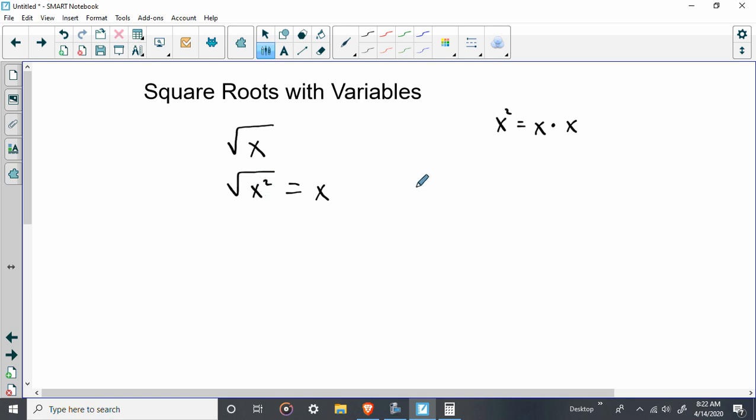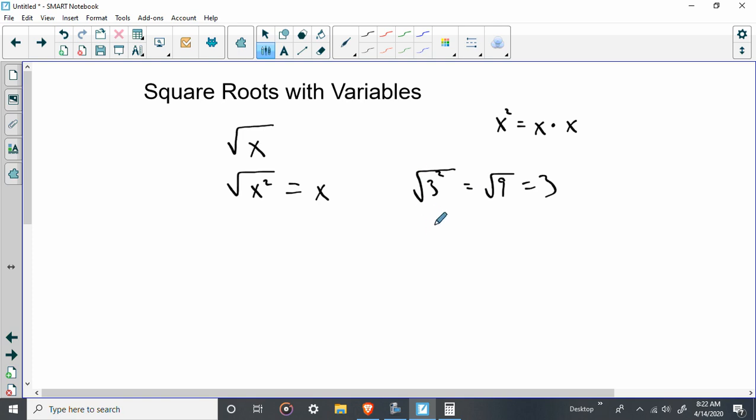If you think about this with numbers in it, let's think about this. If I said, what's 3 squared and what's the square root of that? Well, 3 squared becomes 9, and the square root of 9 just brings us right back to 3, right? So these two things really just kind of undo each other.